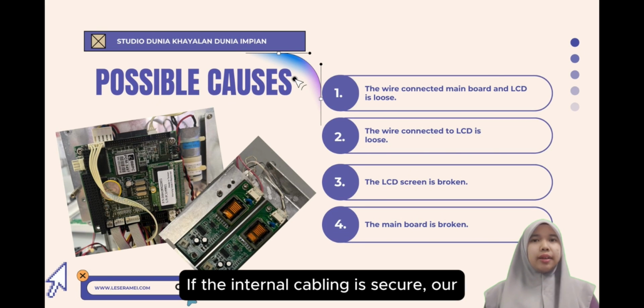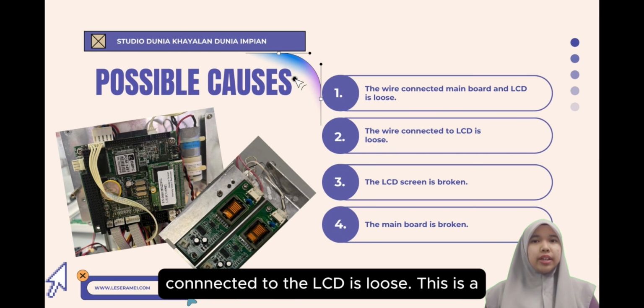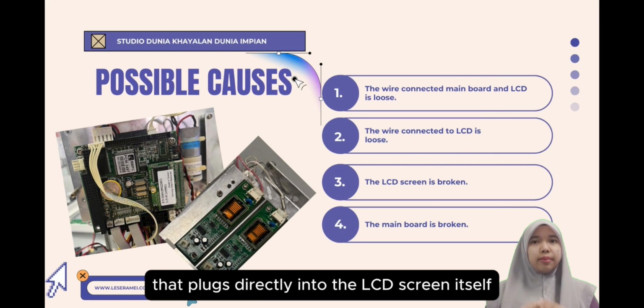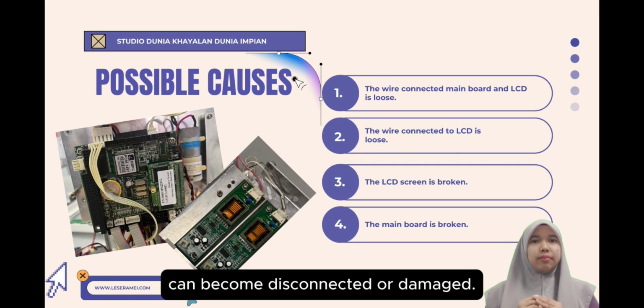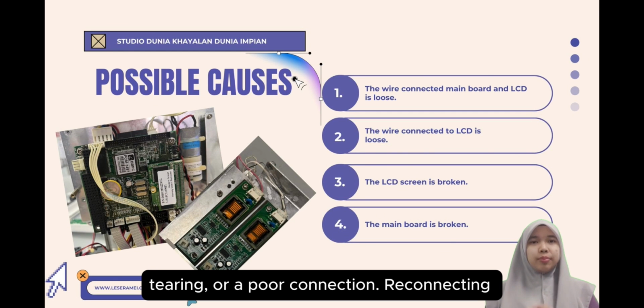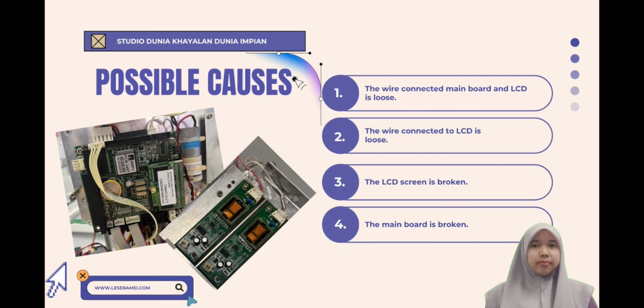If the internal cabling is secure, our next step is to look at point 2. The wire connected to the LCD is loose. This is a more specific version of our first point. Sometimes, the particular ribbon cable that plugs directly into the LCD screen itself can become disconnected or damaged. We will inspect this cable for any signs of wear, tearing, or a poor connection. Reconnecting or replacing this specific cable is the next logical step.